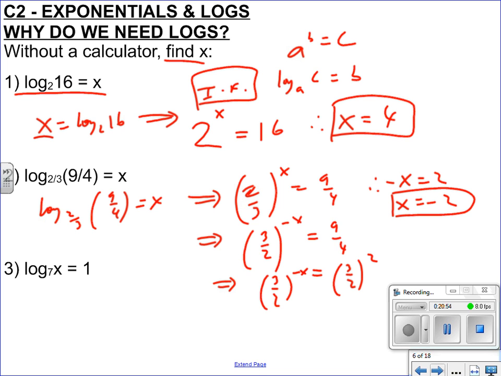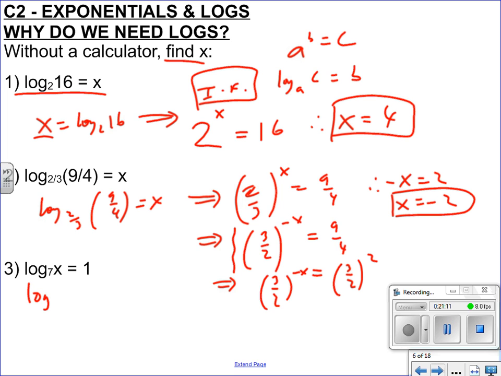Remember, if I'm going too fast, rewind the video and make sure you understand. It's about you understanding these videos, not just getting it done, okay? So there was a key step there in recognizing that 9 over 4 and 3 over 2 are connected.